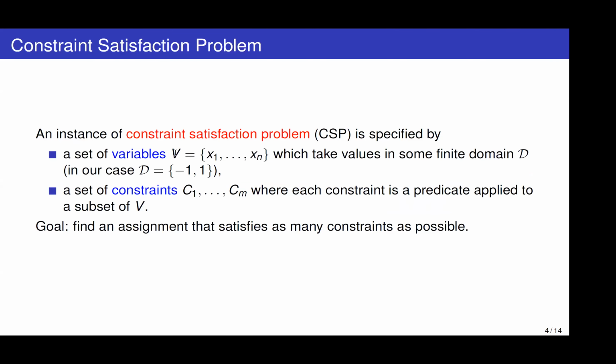Next, let me define constraint satisfaction problem. I believe probably all have seen this. An instance of CSP is specified by a set of variables which take values in some finite domain D. In our case, D is the Boolean domain, and a set of constraints where each constraint is a predicate applied to a subset of variables. And the goal is to find an assignment that satisfies as many constraints as possible.